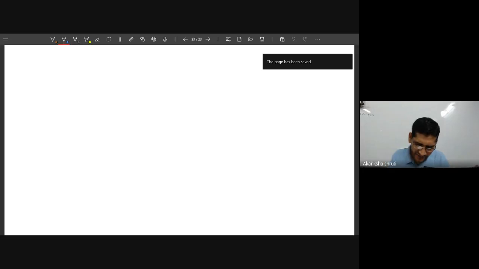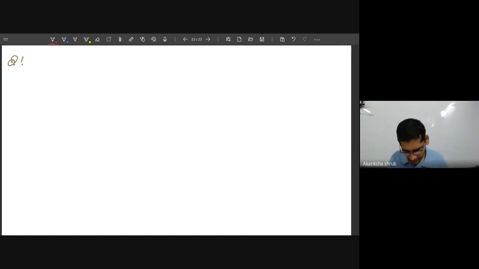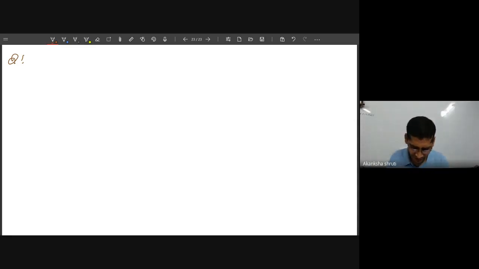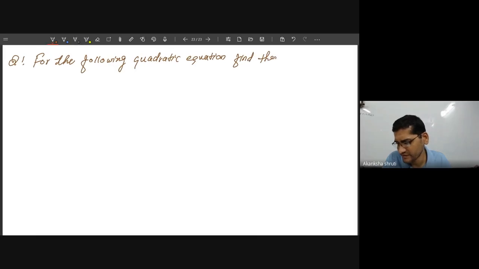So students, you are given a quadratic equation and you have to calculate the roots by applying the quadratic formula, and you also have to predict the nature of roots. So write, for the following quadratic equations, find this.